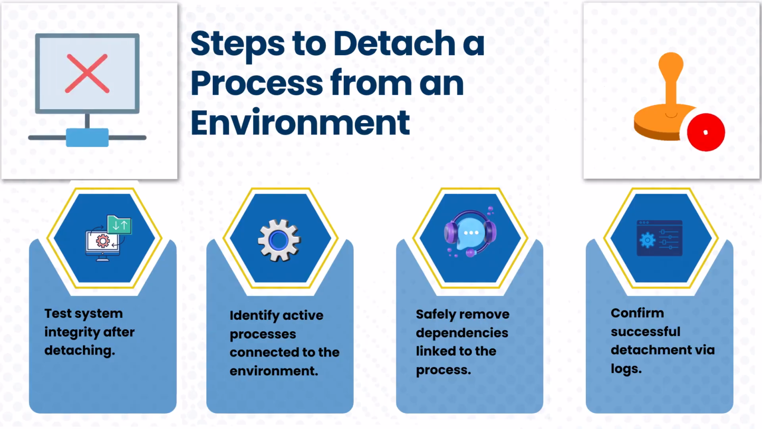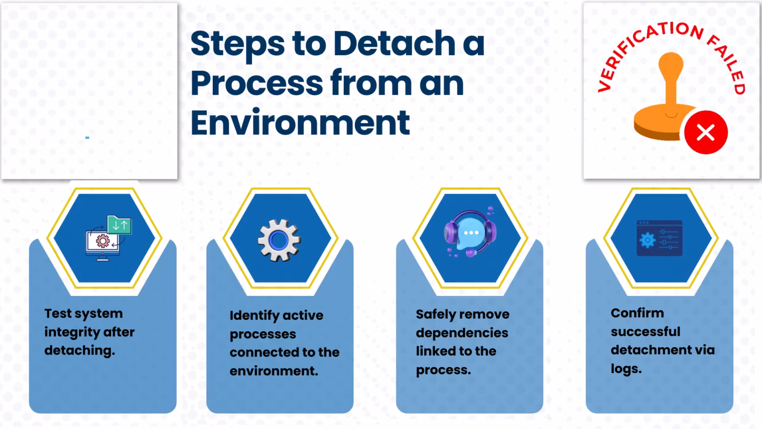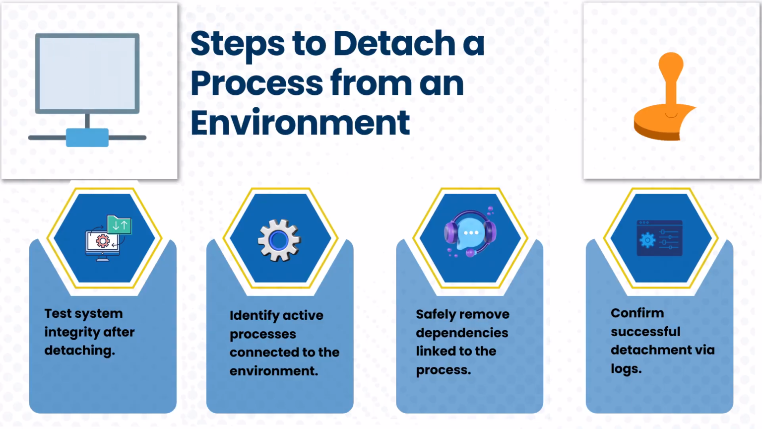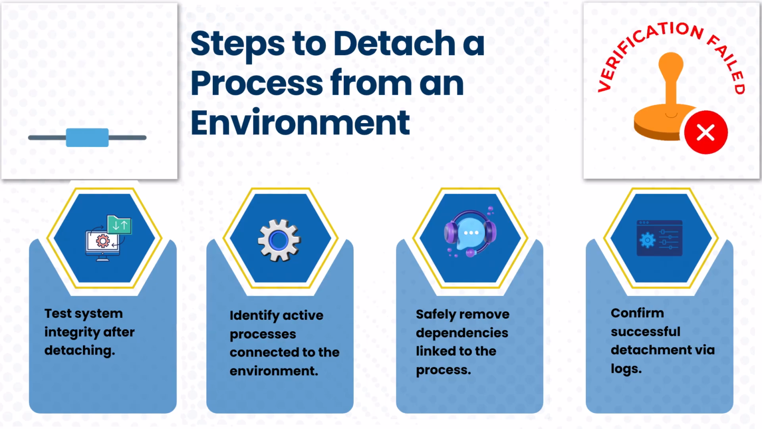Detaching a process. It's like taking off a sticky bandage, but with fewer tears. We start by identifying which processes are still holding on. Then, we safely remove dependencies without causing chaos. A quick test ensures everything is still running smoothly. Finally, the logs confirm whether our detachment mission was successful. Congrats! You're now a deployment ninja.